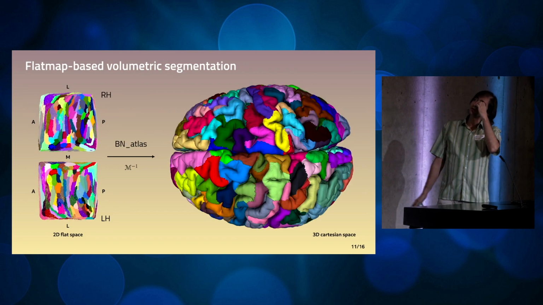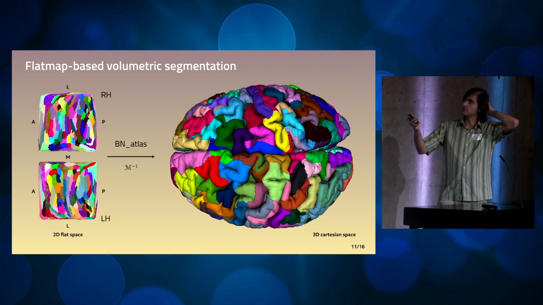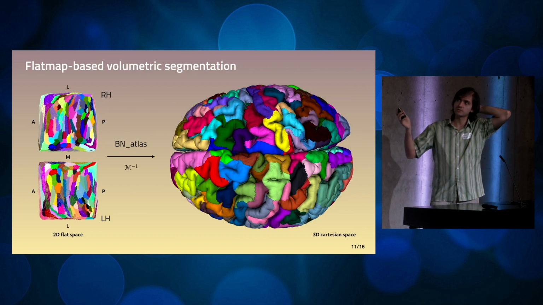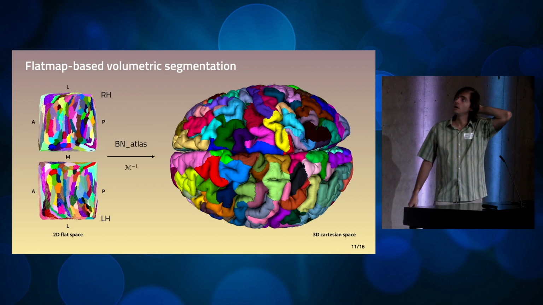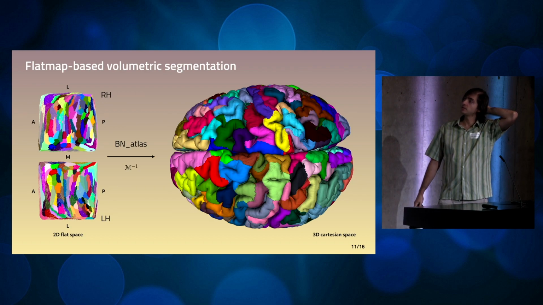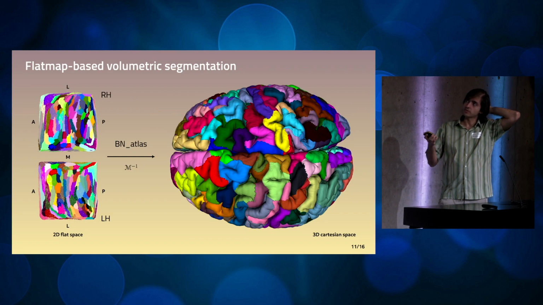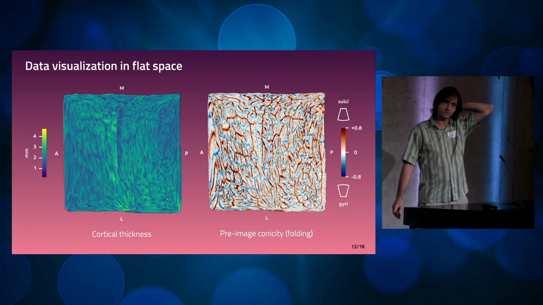This is another of the atlases. So this can be done for any annotation that you define on the mesh. You can then lift it to the 3D space very easily. And then, of course, you can also go the other direction from 3D to 2D so that you can visualize data, for example.